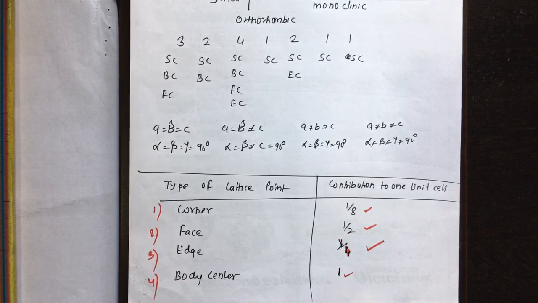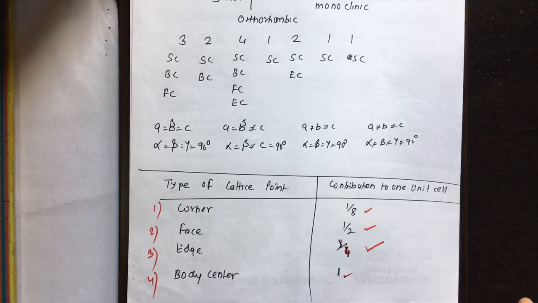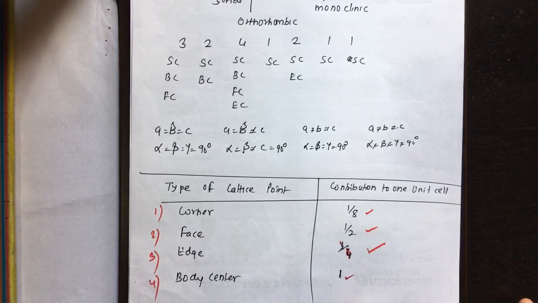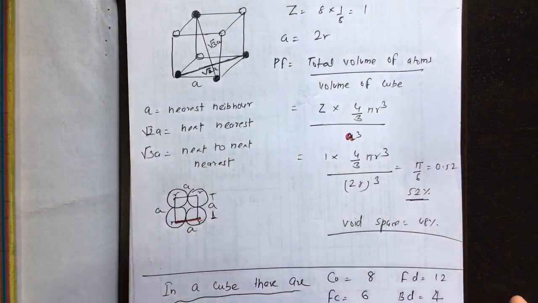Can you determine the formula of crystalline solids like those? So corner has 1 by 8, face has 1 by 2, edge has 1 by 4, and body center has 1. This is what we discussed on the first page. Let's go on to the second discussion.